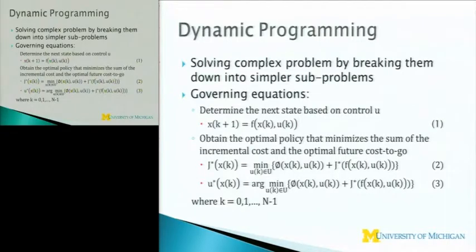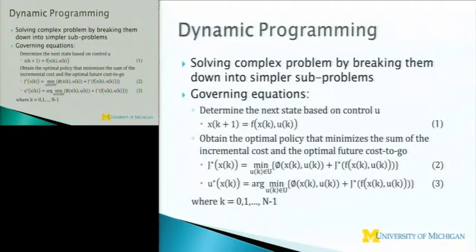So what is dynamic programming? Dynamic programming solves complex problems by breaking them into simpler subproblems. There are 3 governing equations related to dynamic programming. The first equation here on the slide determines the next state based on the previous state and control input u. This is the state transition equation.